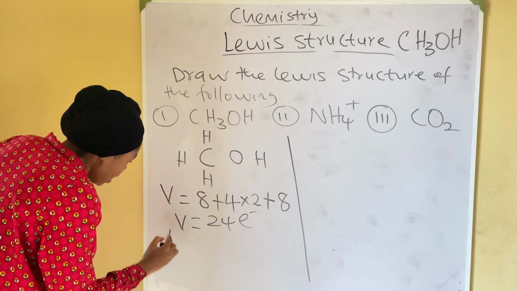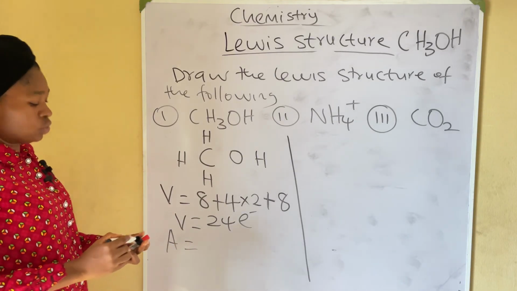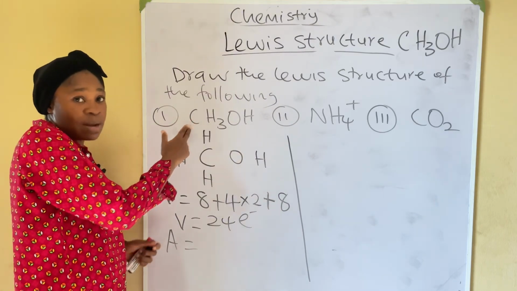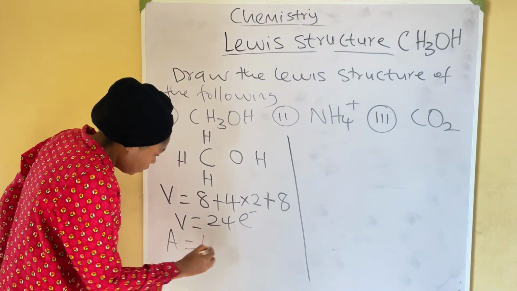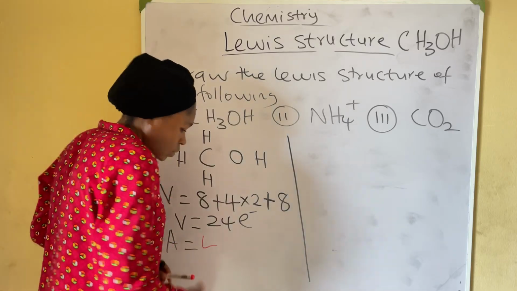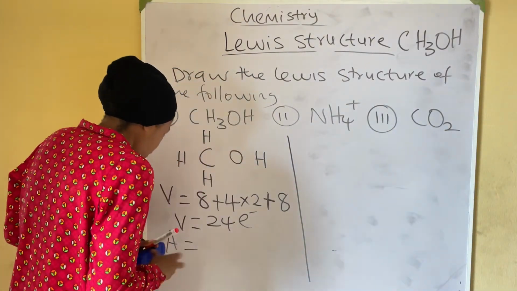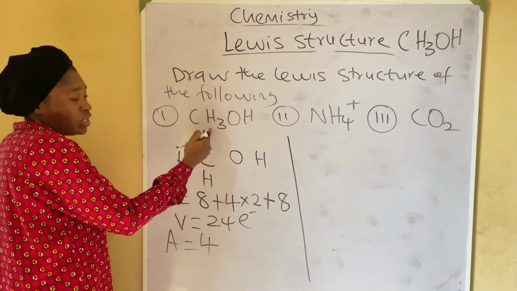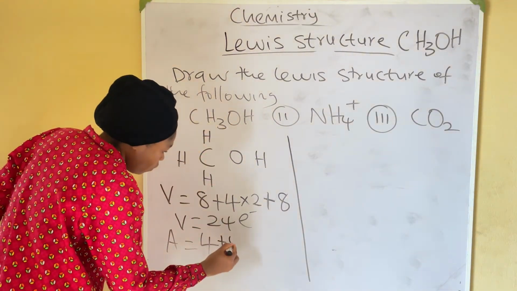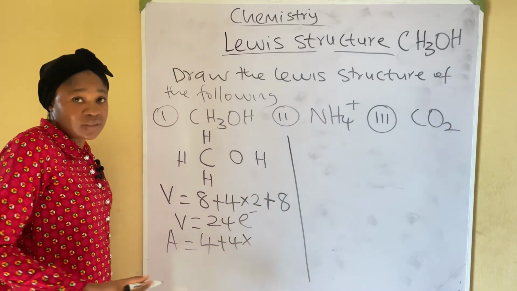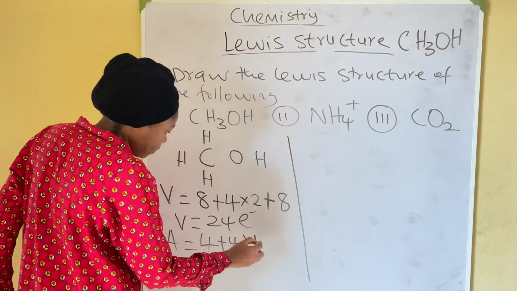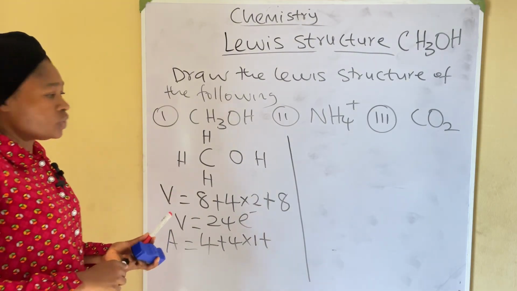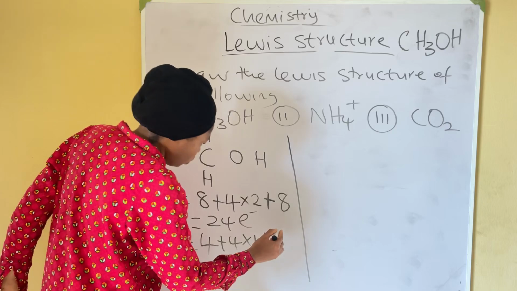So let's look at A. What will A be? The available electrons. Available valence electron. Carbon, what's the valence electron for carbon? It is 4. I have 4 atoms of hydrogen here, plus 4 times, hydrogen has 1 valence electron in its atomic shell. So 1. What about oxygen? Oxygen has what? 6 valence electrons on its atomic shell.